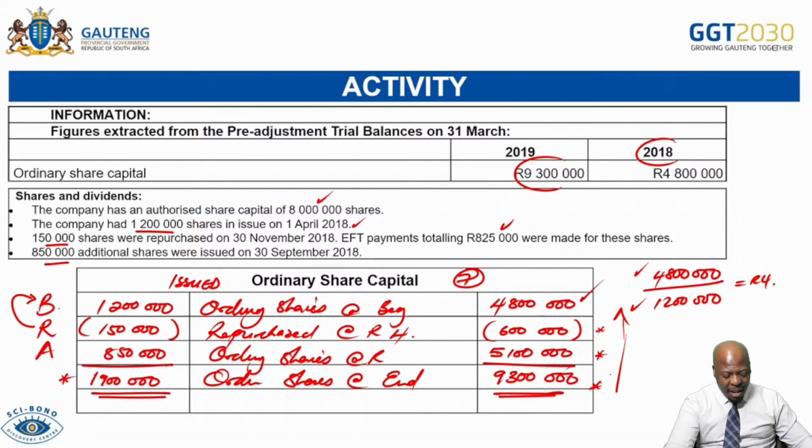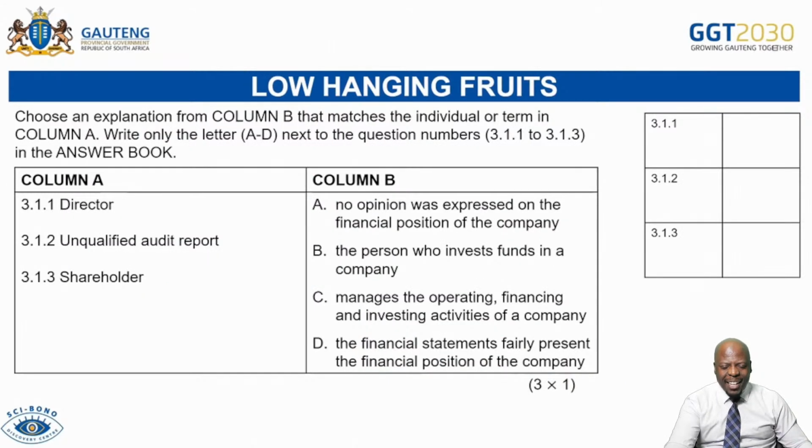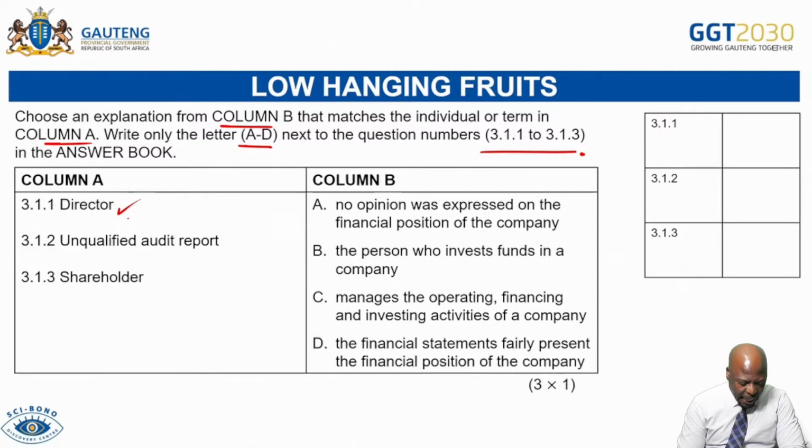My good friends, we've come to the end of today's lesson. It has been a pleasure having you in my class, but before I say goodbye, let's have one more of those low-hanging fruits. Okay, so it reads, choose an explanation from column B that matches the individual or term in column A. Write only the letter A to D next to the question numbers, that is 3.1.1 to 3.1.3 in the answer book. Then the first one is director.